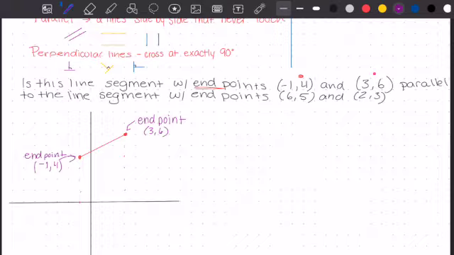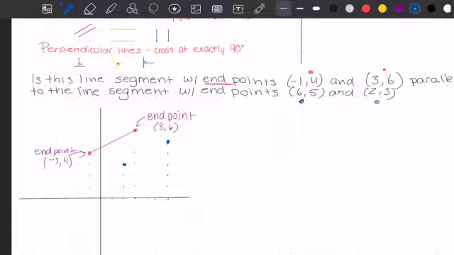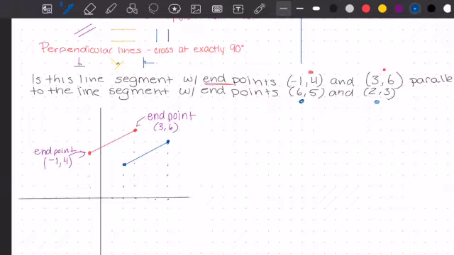Now we're going to look at this second line here, and I'm going to put this in blue. So my first point was 6 and 5. So 1, 2, 3, 4, 5, 6, up 5, 1, 2, 3, 4, 5, and 2 and 3. So 1, 2, 1, 2, 3. And I'm going to draw a line connecting those points. Perfect. Now, looking at this, the lines look fairly parallel. Okay, they look almost like they could be parallel.